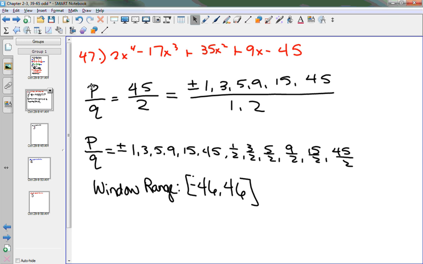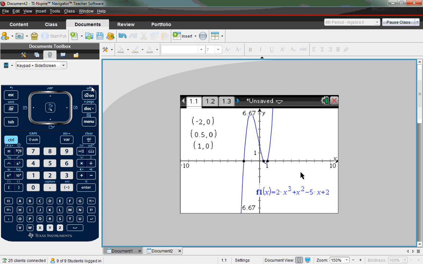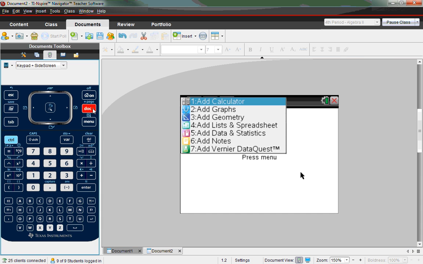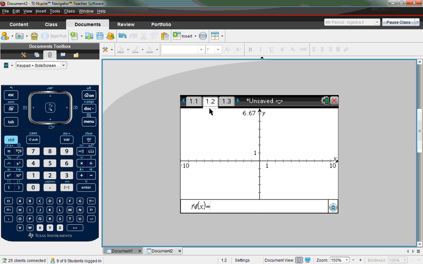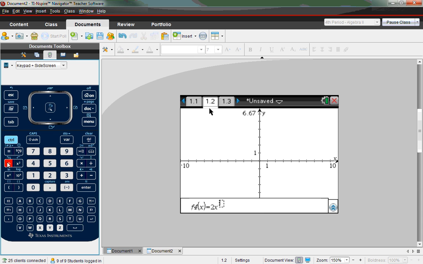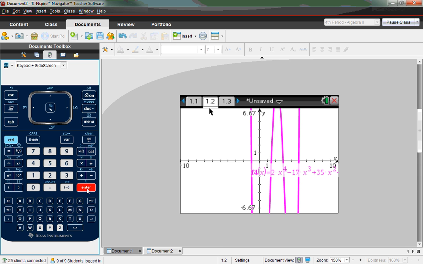I'm going to go back to my graphing calculator. And can somebody read that graph off to me, please? 2x to the fourth minus 17x to the third plus 35x squared plus 9x minus 45. Okay, this is what it gives me. Now, folks, how many zeros am I supposed to have? The highest degree gives me 4.